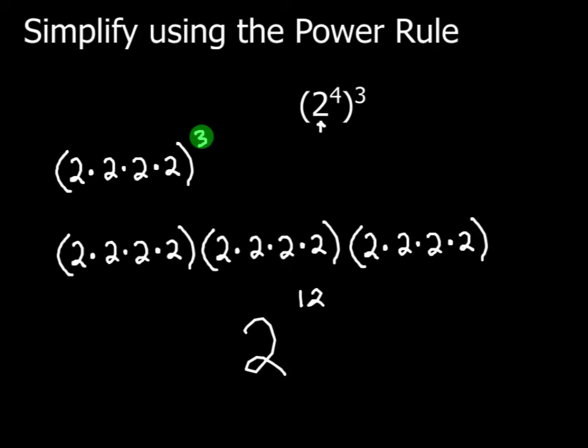So here's my question. How can you use 4 and 3 to get 12? That's right, you multiply them together. Very good. So the power rule is going to simply have you multiply your exponents together. Now let's take a quick look at several examples.